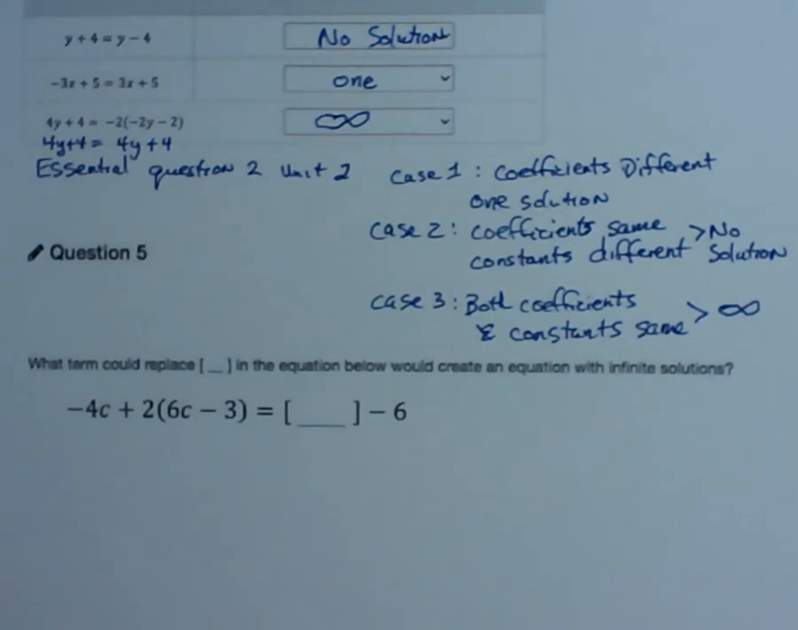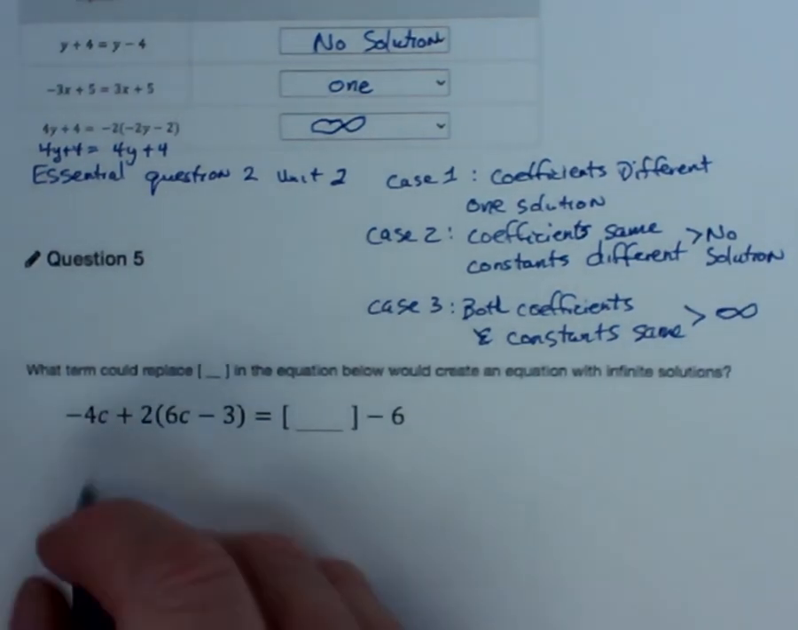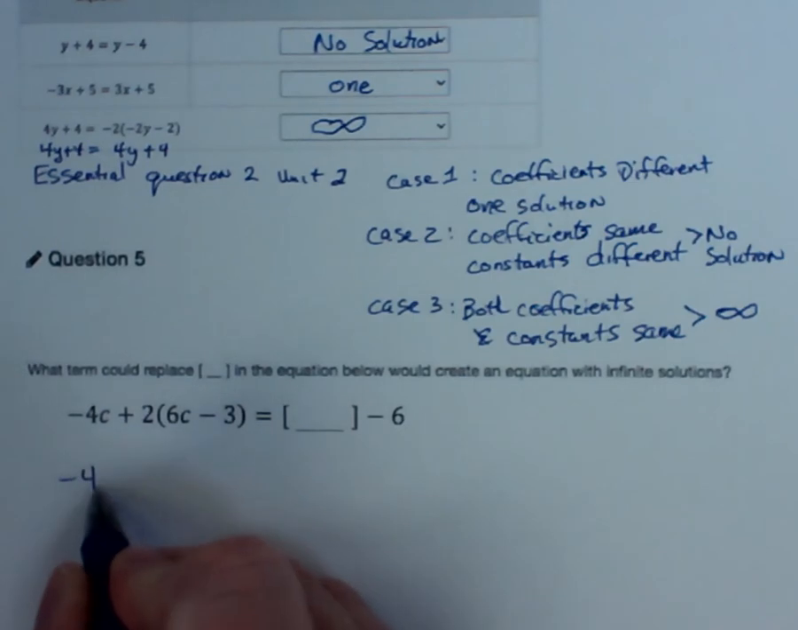Problem question 5 is the easiest problem on the test. They want you to put in a value that's going to make this an infinite solution problem. So we have to simplify a little bit.